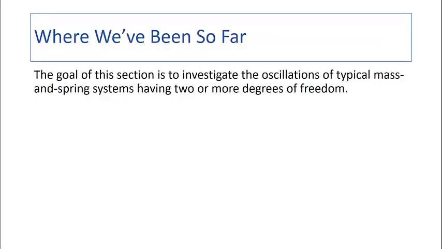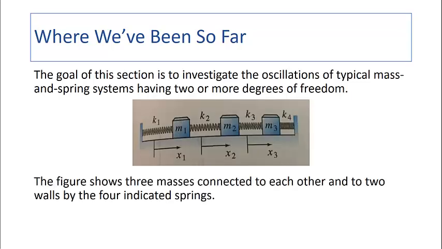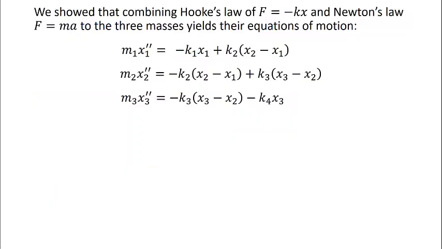So the goal of this section is to investigate the oscillations of typical mass and spring systems having 2 or more degrees of freedom. And this figure shows 3 masses, for example, that are connected to each other and to 2 walls by the 4 indicated springs. We showed that if we combine Hooke's law of force with Newton's law of force to the 3 masses, it yields the following equations of motion.